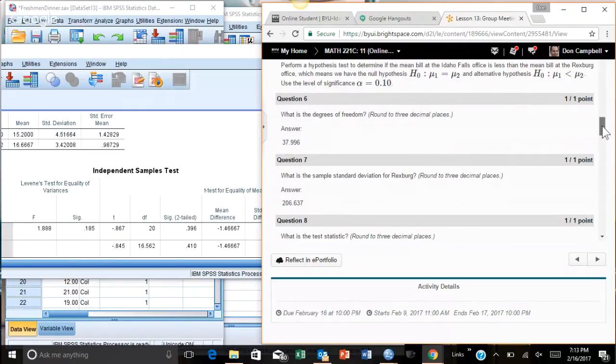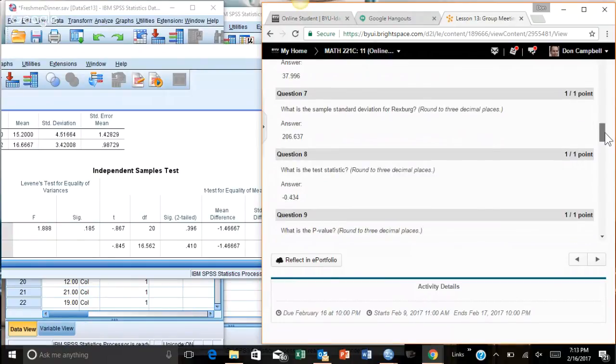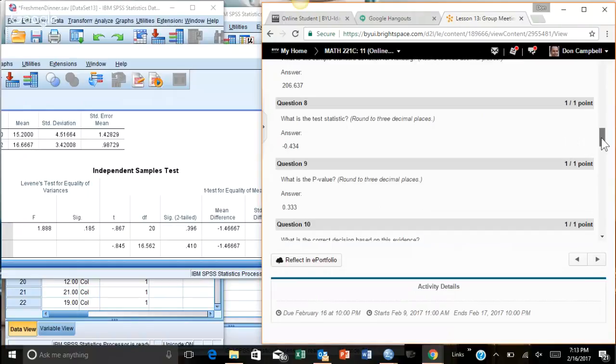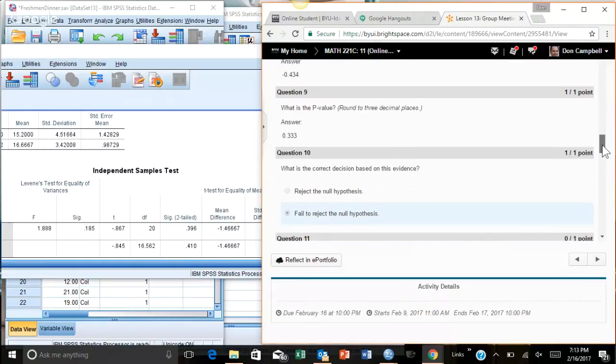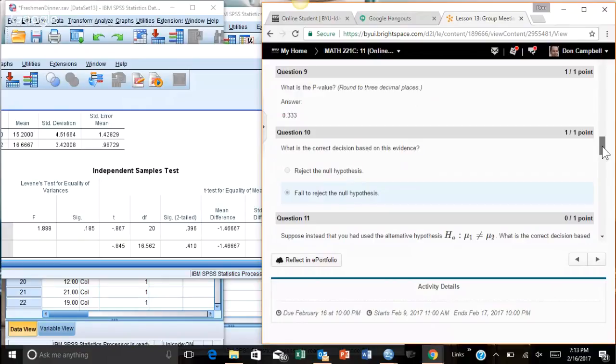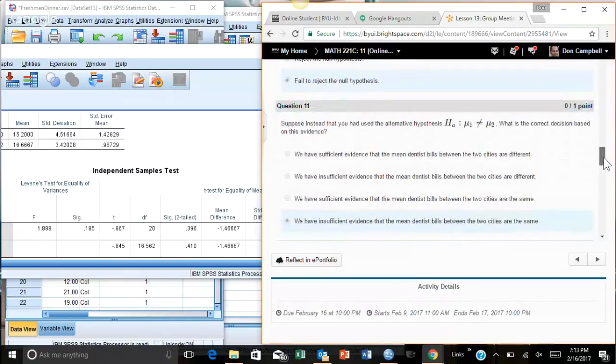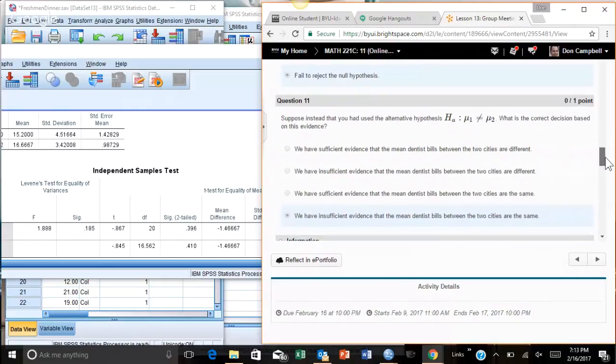7 is 206.637. And what is 8? Negative 0.434. Right. 9 is 0.333. 10 is fail to reject. Okay. 11 is A or B.